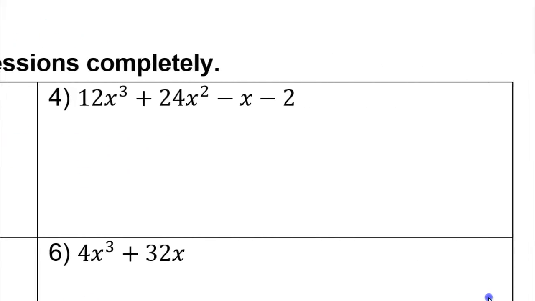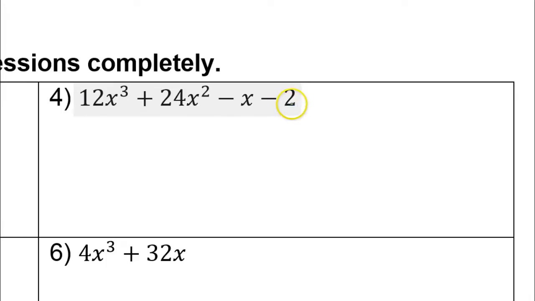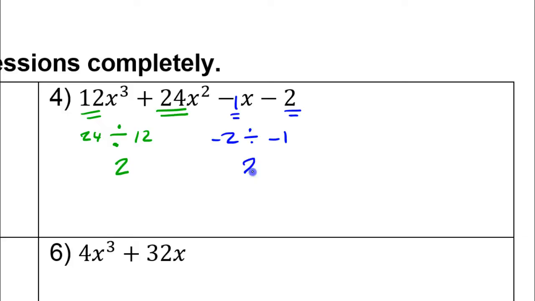Okay, let's take a look at this one. Whenever you have 4 terms, you should consider doing grouping. If you really want to tell whether or not grouping is going to work, look at these two and divide them. All right. I like to do the one on the right divided by the one on the left. 24 divided by 12 is 2. Okay, now over here on the right hand side, I've got -2 and -1. If I do -2 divided by -1, guess what? That is also 2.